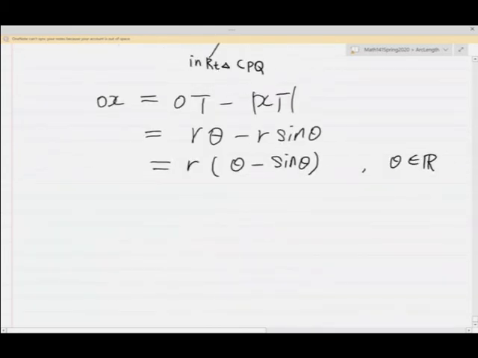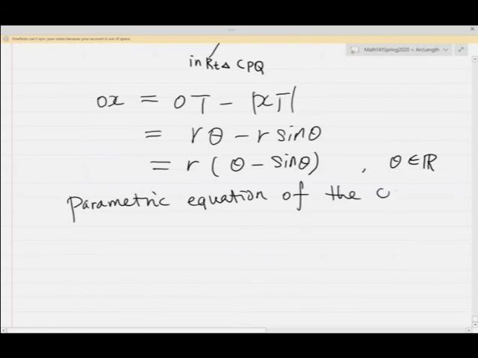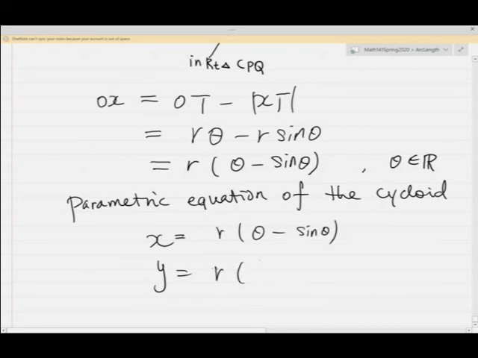The parametric equation of the cycloid is: we choose the initial point to be (0, 0). x is R times (theta minus sin theta). y is R times (1 minus cosine theta). y is always positive. Theta is in all real numbers.